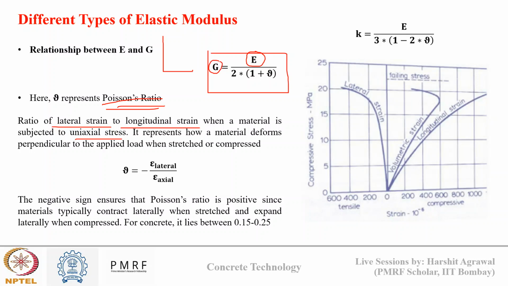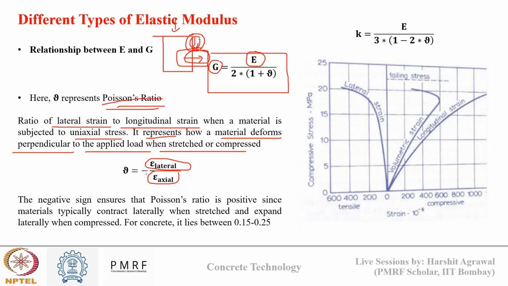So this is my concrete. When it is subjected to stress, there will be an axial strain, and a lateral strain will also develop. The ratio between these two is known as Poisson's ratio. It represents how the material deforms perpendicularly to the applied load when it is stretched or compressed. So Poisson's ratio is nothing but the strain in the lateral direction, which is this direction, to the strain in the axial direction, which is this direction.